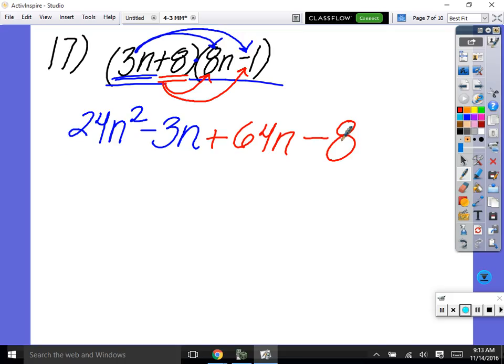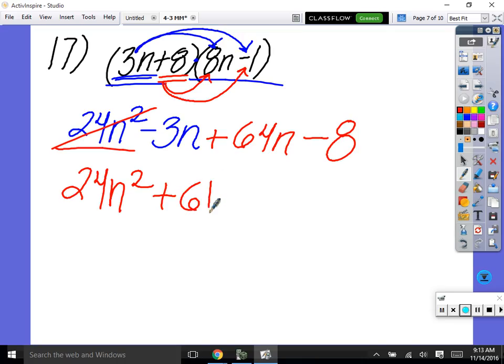So let's combine like terms. 24n squared, there is no other n squared. So we still have 24n squared. Negative 3n plus 64n's is positive 61n's. 64 minus 3. Does that make sense, everybody? 64 apples minus 3 apples is 61 apples. The apple part doesn't change. And then minus 8. Now it's in standard form, which means highest degree to lowest degree. So we're done.